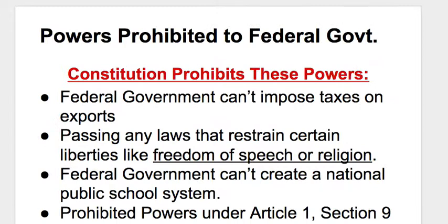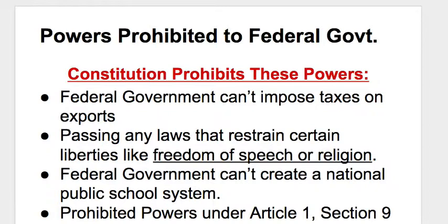Now, powers prohibited to the federal government. The Constitution prohibits these powers. The federal government can't impose taxes on exports, which are goods or merchandise going to other countries, or pass any law that restricts certain liberties like freedom of speech or religion. Basically, the federal government can't change our Bill of Rights. They can't change the rights that we are guaranteed.